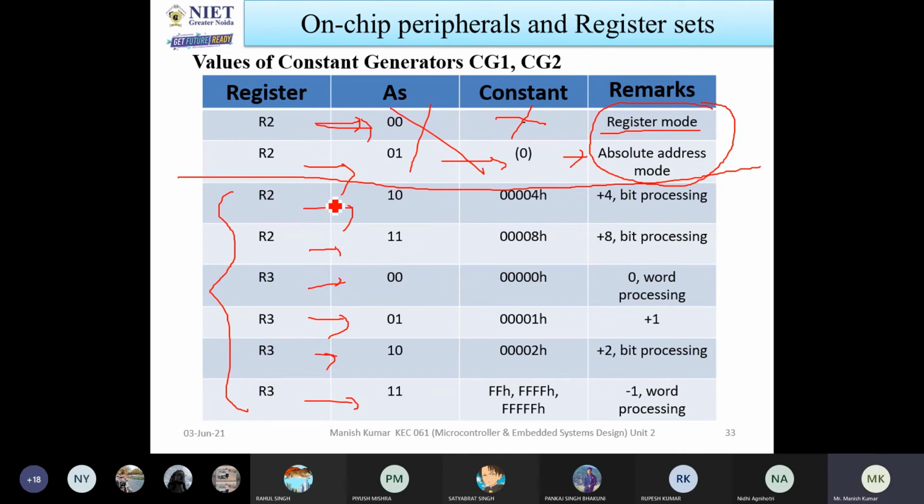So if you are putting R2 equal to 10, it means that the address is 0004H. It's not an address, it is an offset. It means plus 4-bit processing. So if this constant generator R2 occurs, then you can jump 4 bits. The PC will jump 4 bits. Okay, so this R2 will come into the instructions, and with the help of the instructions, this constant will be modified in the program for the program counter.